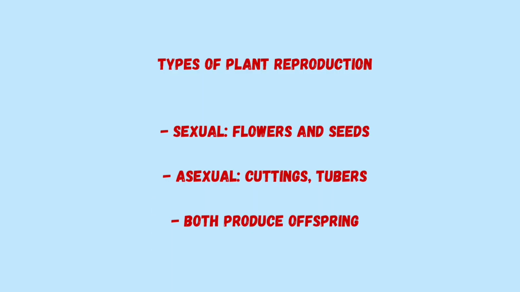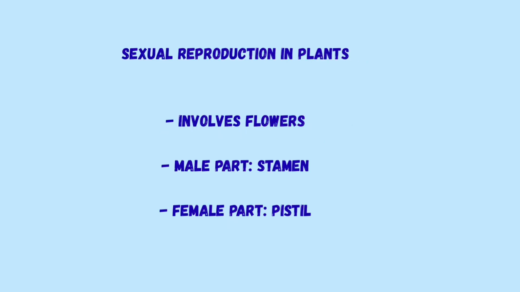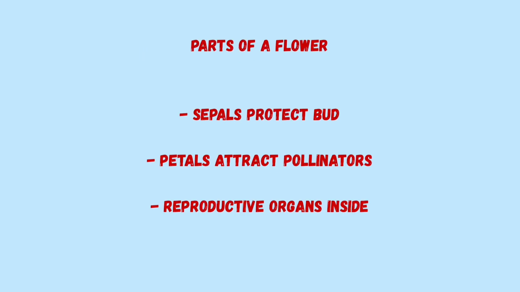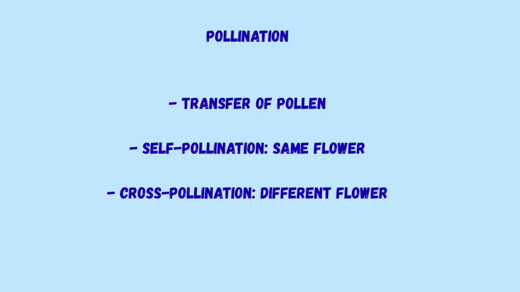Now types of plant reproduction. Sexual is flowers and seeds. Asexual, cuttings and tubers. Both produce offspring. Now the sexual reproduction in plants involves the flowers. The male part is the stamen and the female part is the pistil. Okay. Parts of a flower: sepals protect the bud and petals attract pollinators. The reproductive organs are inside.